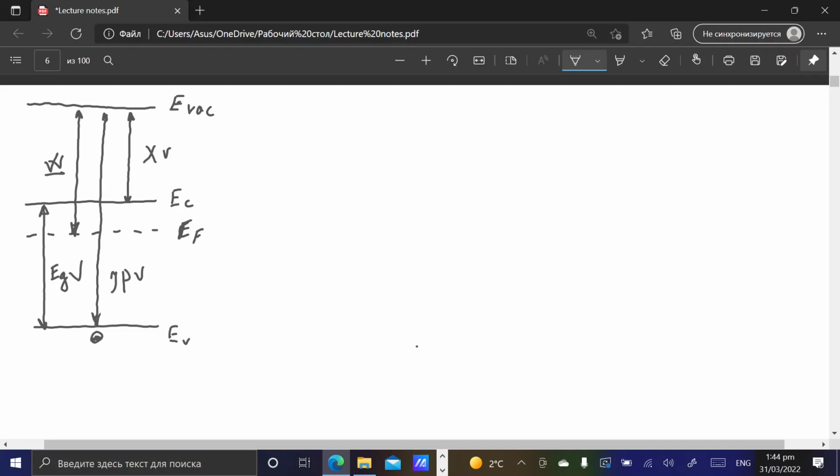And what can cause a shift of this Fermi level position?